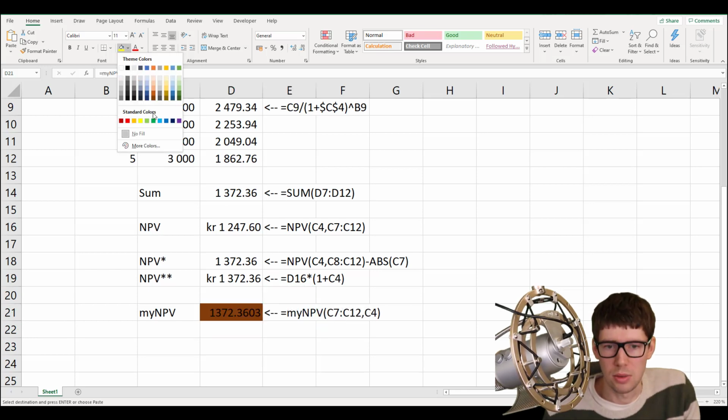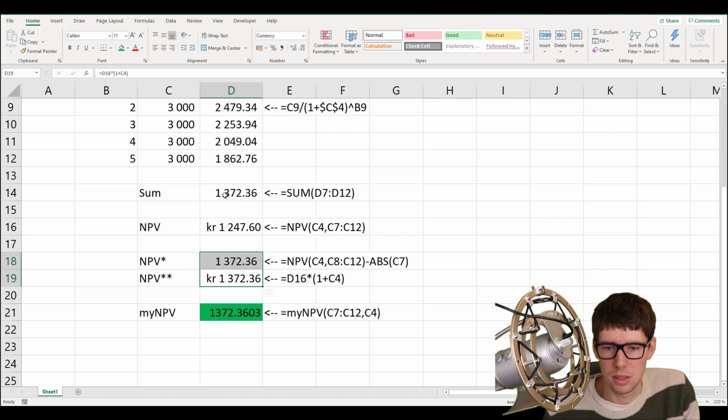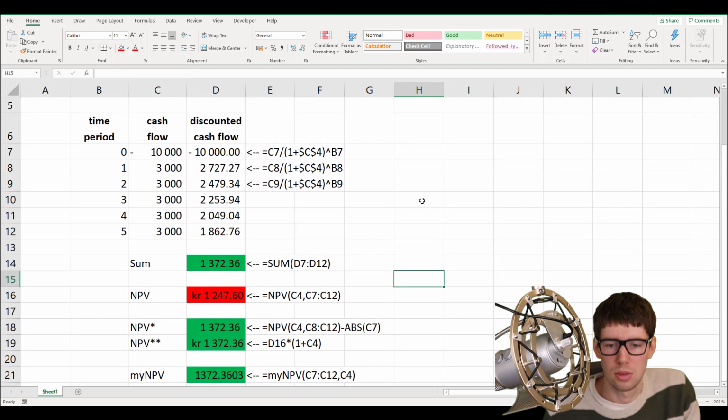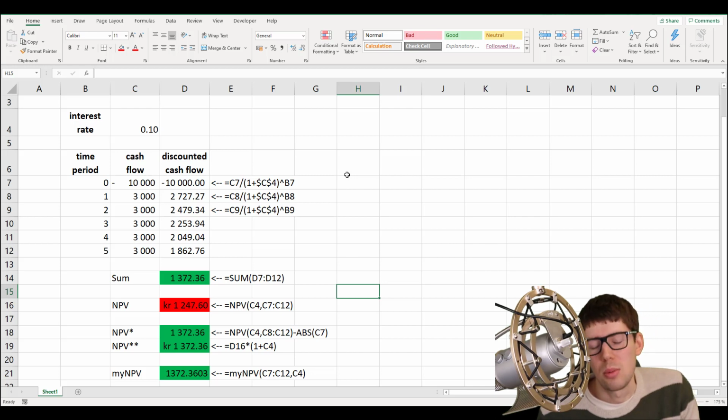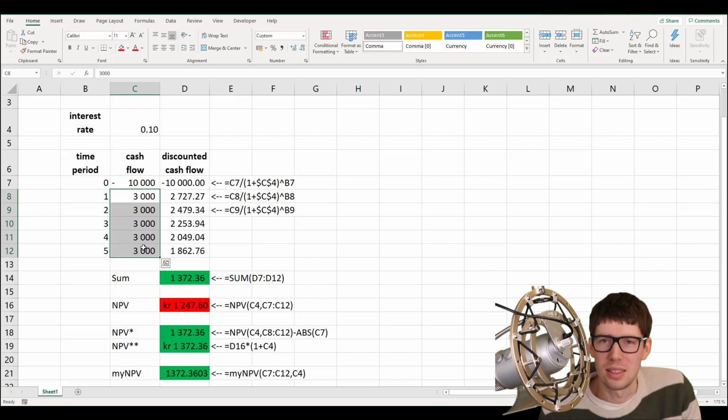So we can do some quick color coding here. These guys are correct, and this one is incorrect. So that's a few different ways to calculate the net present value in Excel. And there are many more things you could talk about there. For instance, what happens if you have only the same cash flow every year? Well, you don't necessarily have to do it this way. You can simplify this with the annuity equation. But we can cover that at some other time.